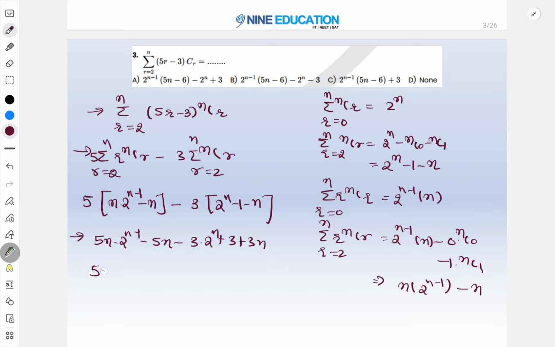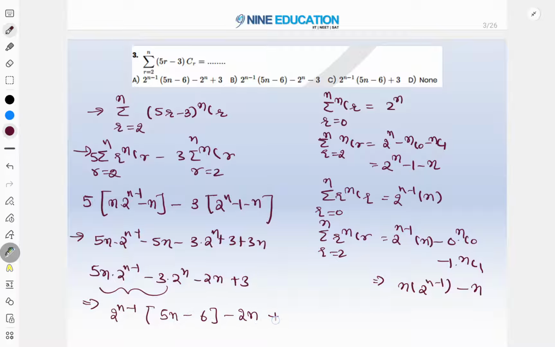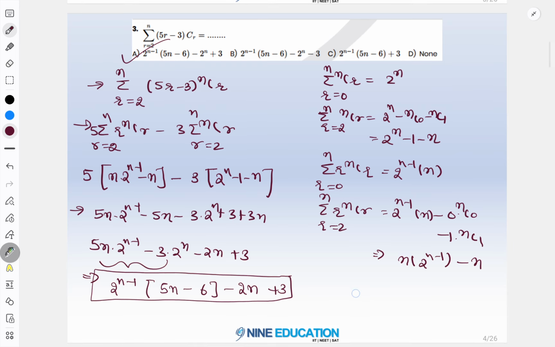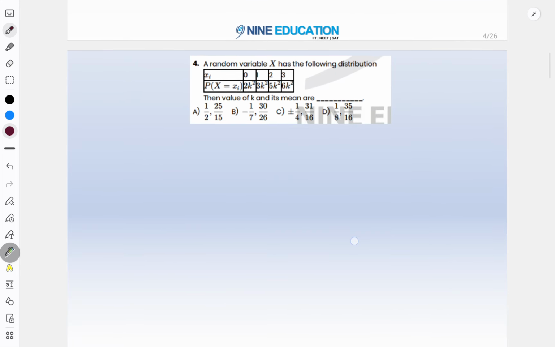So what it makes is 5N into 2 power N minus 1 minus 3 into 2 power N minus 2N plus 3. Hence let's take 2 power N minus 1 common, and what they have taken common is, yes, 2 power N minus 1 only. So this is 5N minus 6 minus 2N plus 3. So option A is correct according to it.